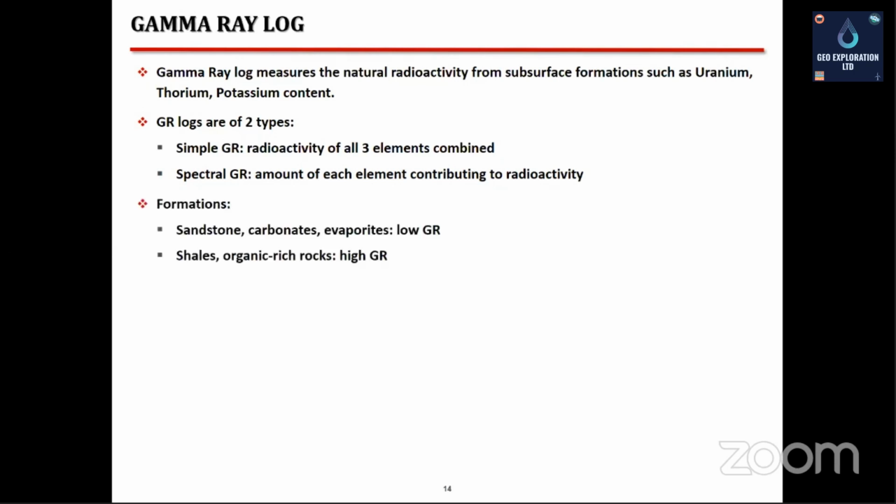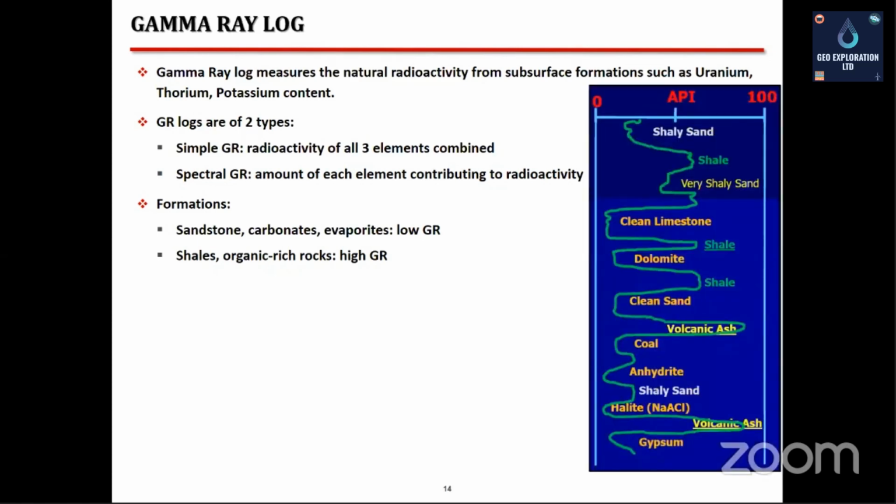The formations are identified on the basis of gamma ray logs. Usually, sandstones, carbonates, and evaporites tend to have low gamma ray values, while shales and other organic rich rocks tend to have high gamma ray values. The figure is self-explanatory here, where you can see that sandstones, carbonates, and salts with little to no radioactive elements show low gamma ray readings, while shales and volcanic ashes with high radioactive elemental content show high gamma ray values.